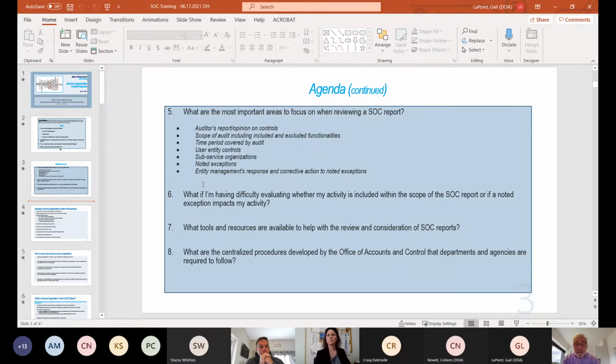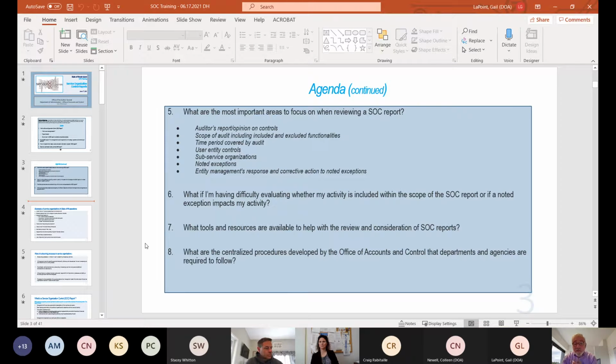Number 6, what if I'm having difficulty evaluating whether my activity is included within the scope of the SOC report, or if a noted exception impacts my activity? That's not an easy one. Some SOC reports cover a wide variety of operations within that entity, and you might only be using a very narrow piece of that entire operation and the service that they're providing for you. So that's something that you have to be careful about when you look at the overall report. There might be an issue that doesn't even relate to a service that they're providing for you.